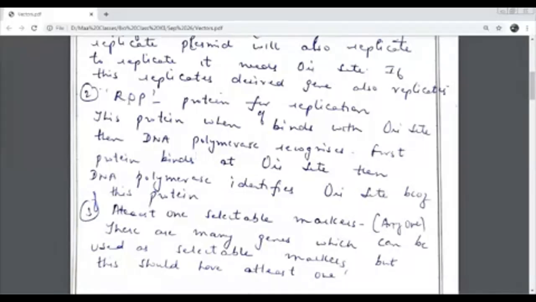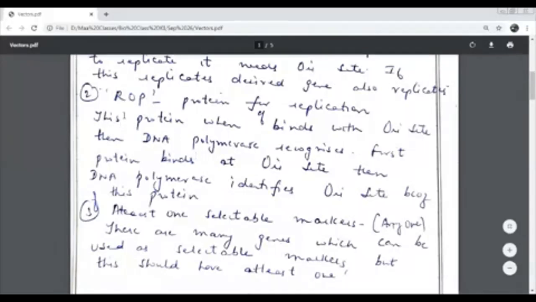So how are they going to help? Now understand this. This protein binds with the ori site. This protein, what will it do? It will go and bind with which site? The ori site.